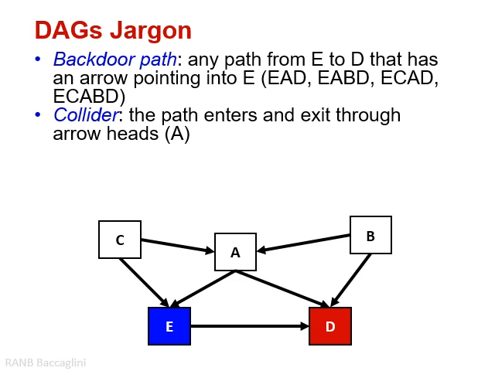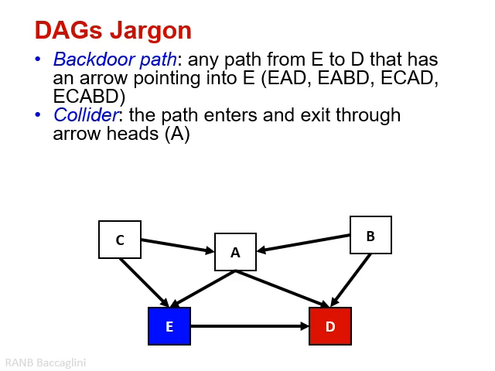A backdoor path is any path from the exposure to the disease, or E to D, that has an arrow pointing into E. In the figure, the paths EAD, EABD, ECAD, and ECABD are the backdoor paths. The backdoor paths indicate confounding and need to be blocked.